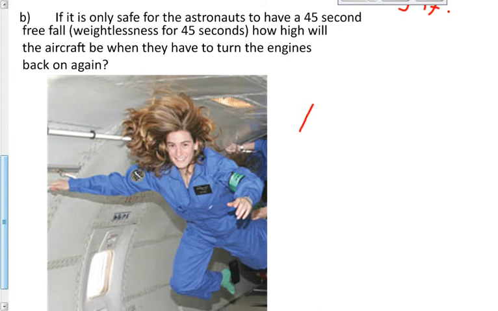So here's what's happened. It begins its parabolic flight. Right here it's at its maximum. They turn off the jets. And here we are. We're free falling.